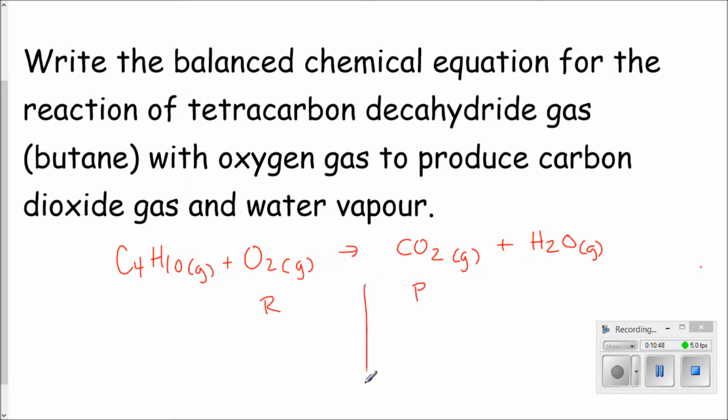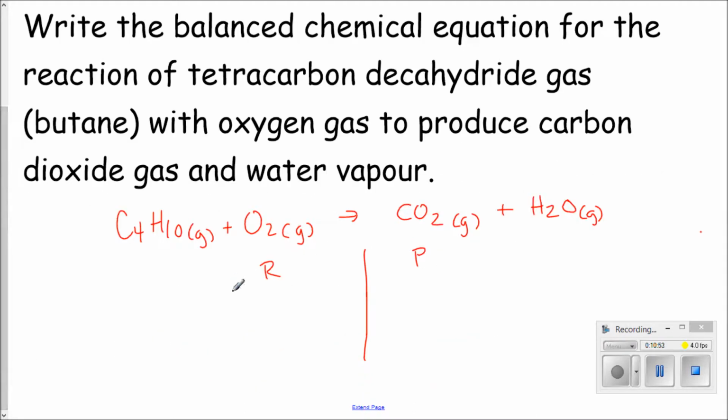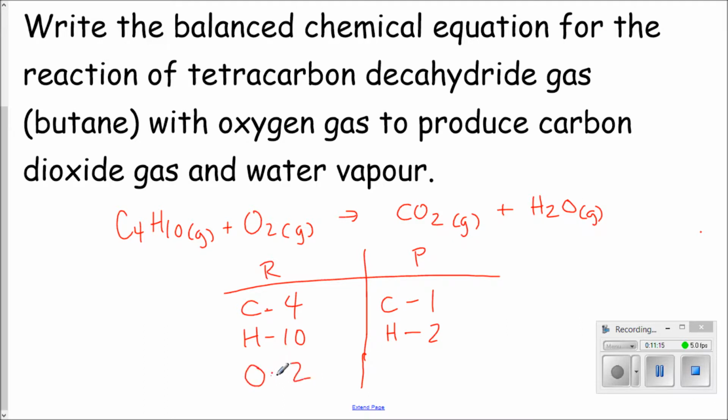Okay. So quickly, I have 4 carbons on the reactant side. I have 1 carbon on the product side. I have 10 hydrogens on the reactant side, and I have 2 hydrogens on the product side. If we look at our oxygen, which is found in 3 places, we're going to want to balance that last. That has 2 on the reactant side, and it has 3 on the product side.